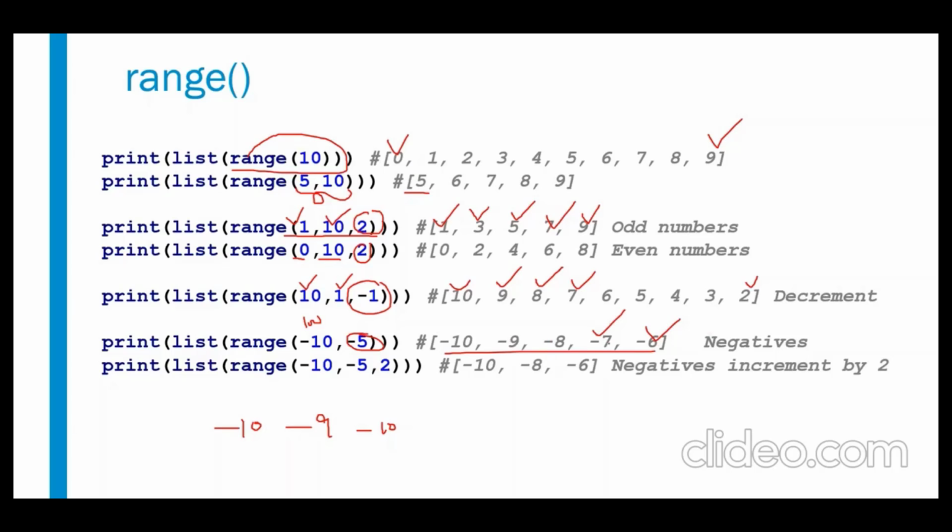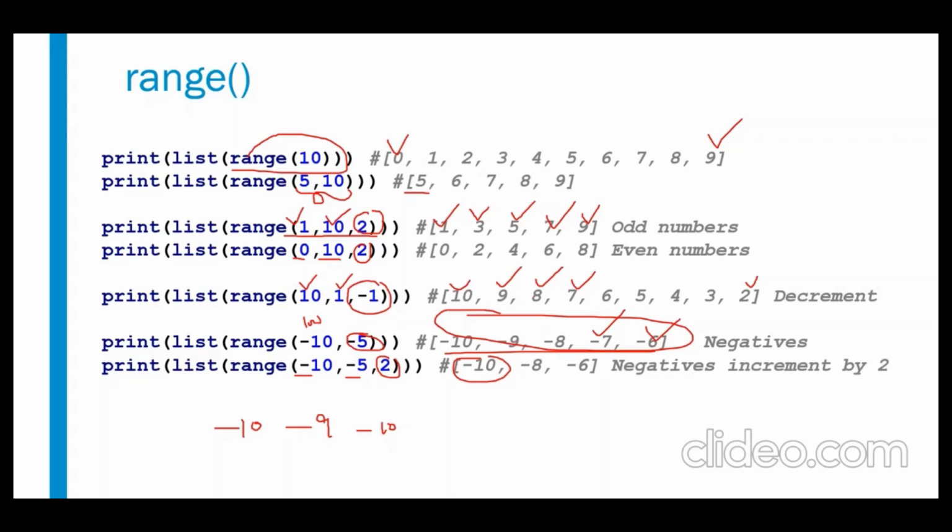Suppose you want to increment the negatives. For example, minus 10 to minus 5, and I want to increment by 2. How can we do that? Just give the positive number 2 here. Minus 10 will print first. If I add 2, it becomes minus 8. If I add one more 2, it becomes minus 6. So the range function can be used to print a set of numbers in sequence. We have to use this function with the for loop now.